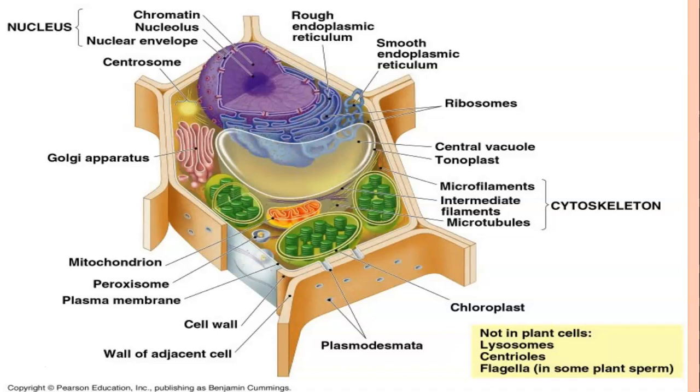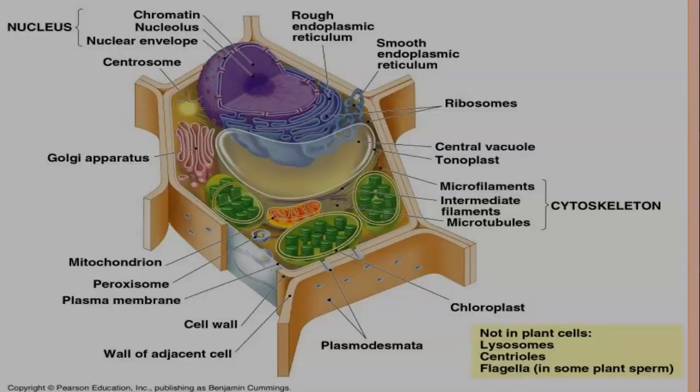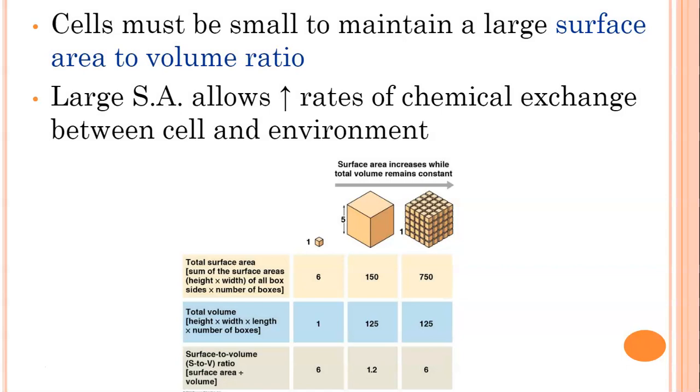They don't have centrioles, which is important for mitosis, which we'll talk about later, and they don't have flagella because they're not really moving around. Okay. Again, with the surface area, cells have to maintain a large surface area to volume ratio, and this really has to do with the transport of nutrients throughout the cell.